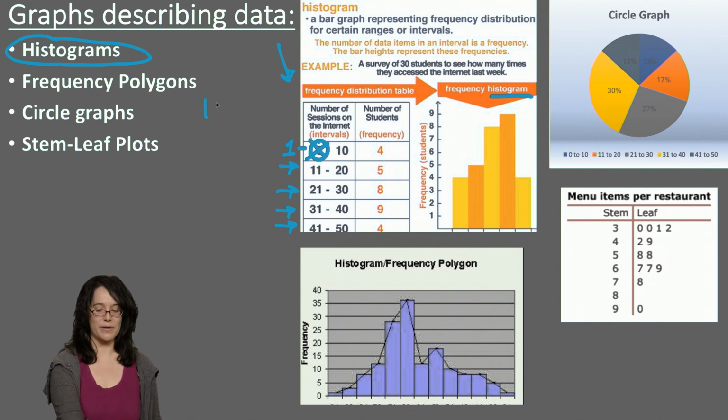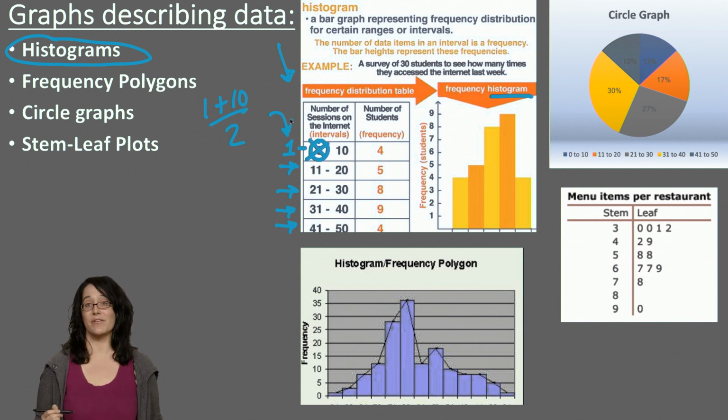You would do 1 plus 10 divided by 2. That's how you could find your first class midpoint for the class 1 to 10. 11 divided by 2 is what? Right, 5.5. So 5.5 should be our first class midpoint.